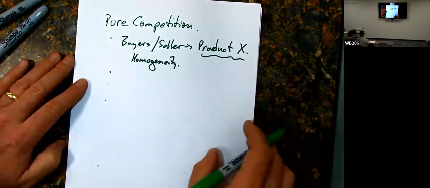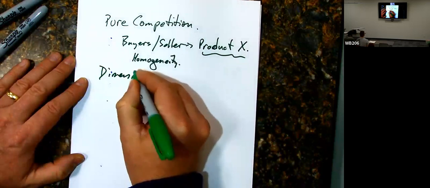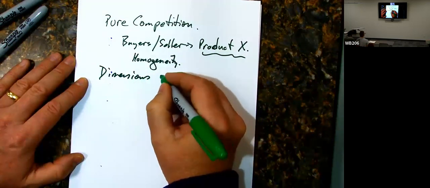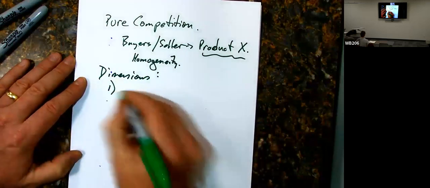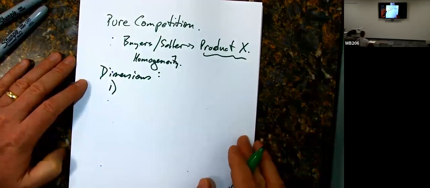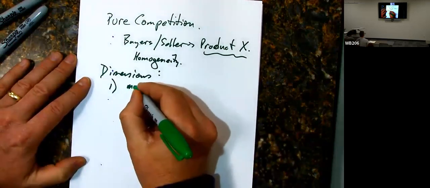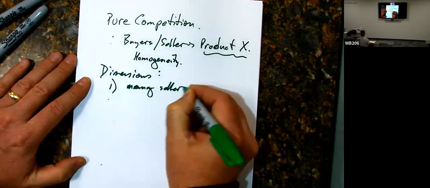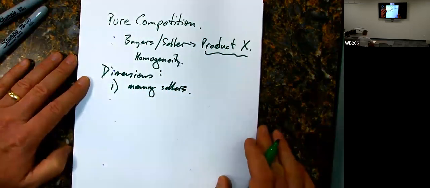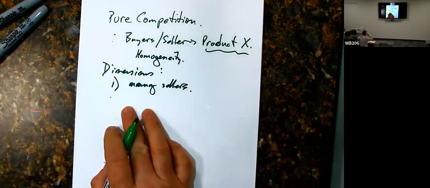So there are many dimensions of market structure. The first is the number and size distribution of sellers. In some markets, there are many, many sellers. Others, there are relatively few sellers. So again, restaurants typically have many, many small sellers.